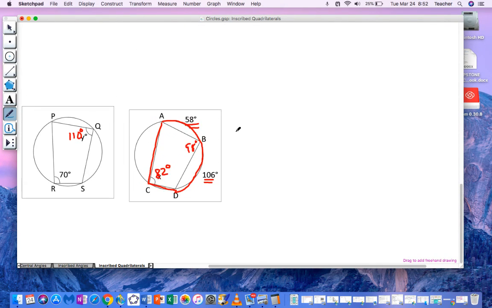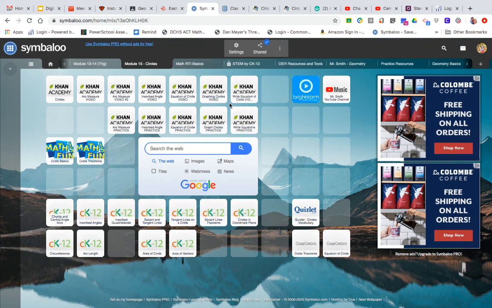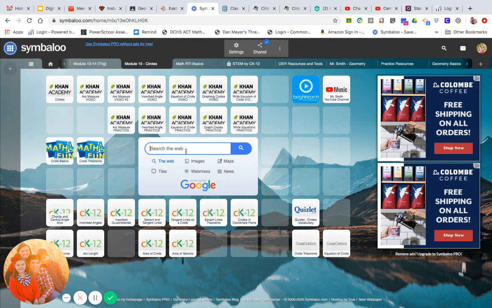All right, so there's some with inscribed quadrilaterals. Those two things, you're going to have inscribed angles and inscribed quadrilaterals as your two CK12 assignments. Those two together, that video should help you with those two together. If not, let me know. We'll find another way. You have plenty of other resources on your Symbaloo I sent.